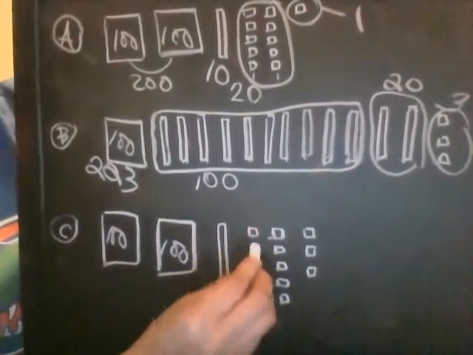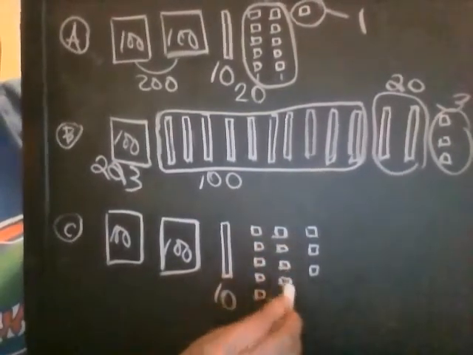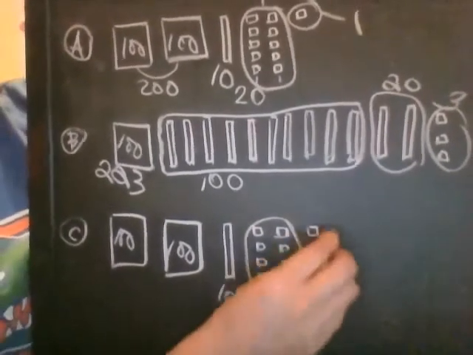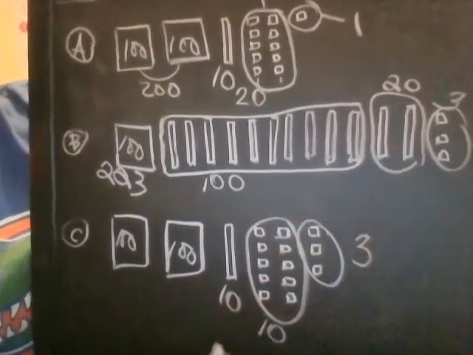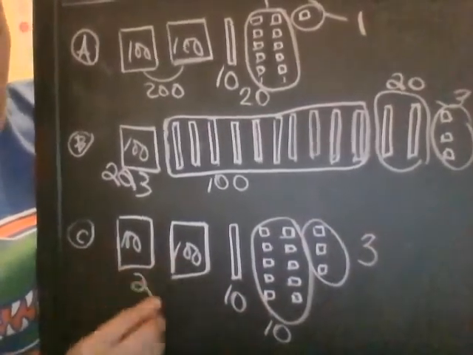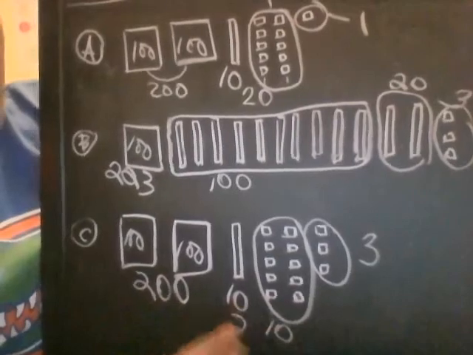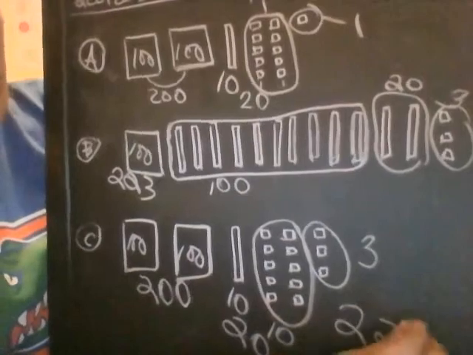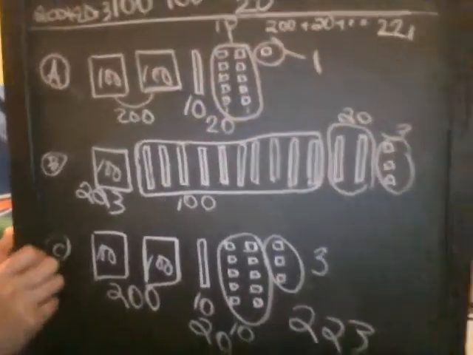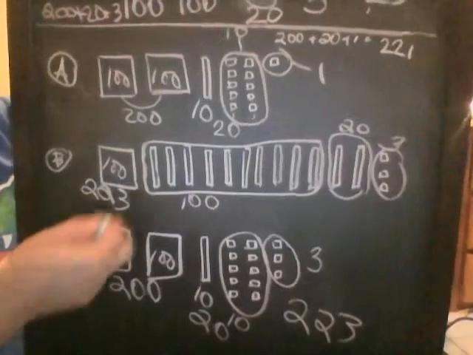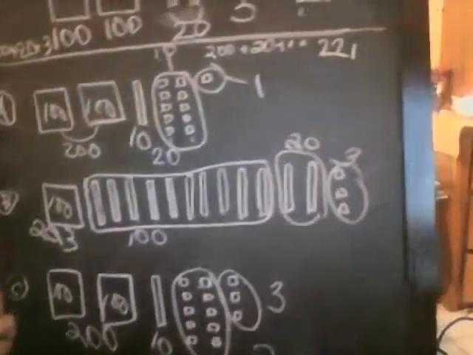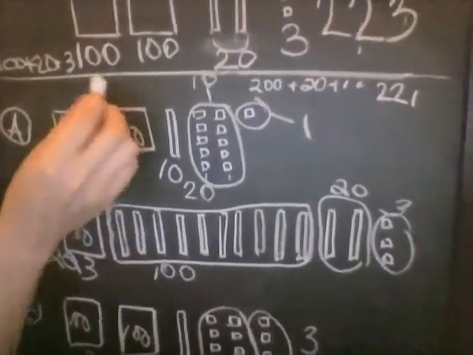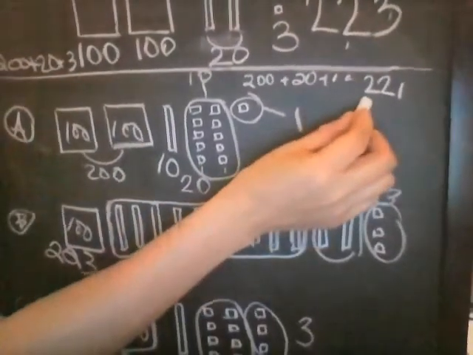Let's see. 1, 2, 3, 4, 5, 6, 7, 8, 9, 10. I group that into what? A 10. And then I have left over 3 of them. So we have 100 plus 100, 200. 10 plus 10, 20. 200 plus 20 plus 3 is 223. So which one of these does not match the 223? And we already figured that out, that it was what? A. A does not match because A is actually 221.